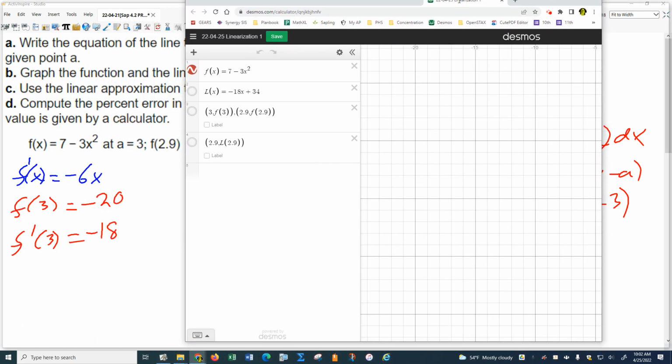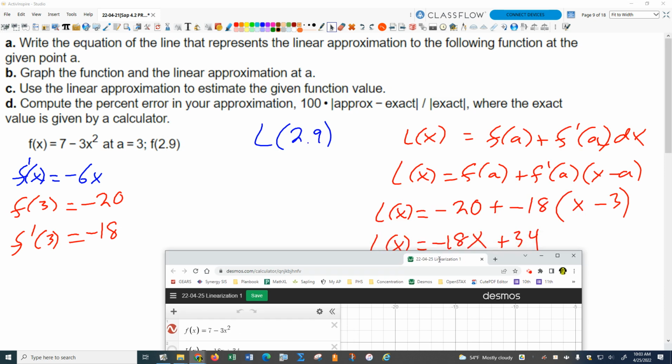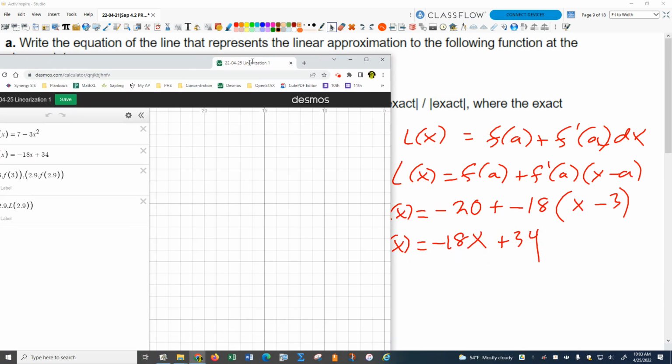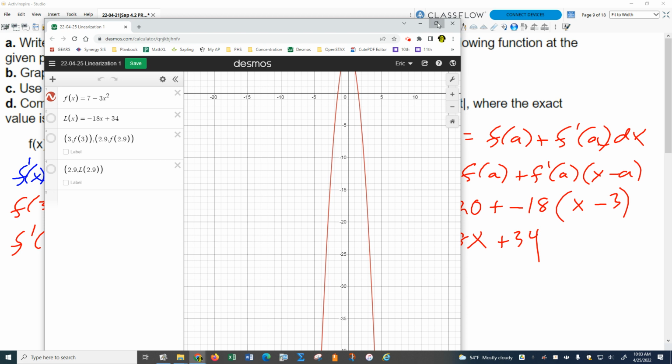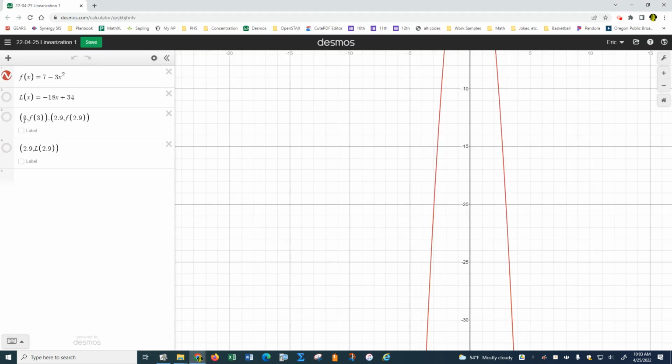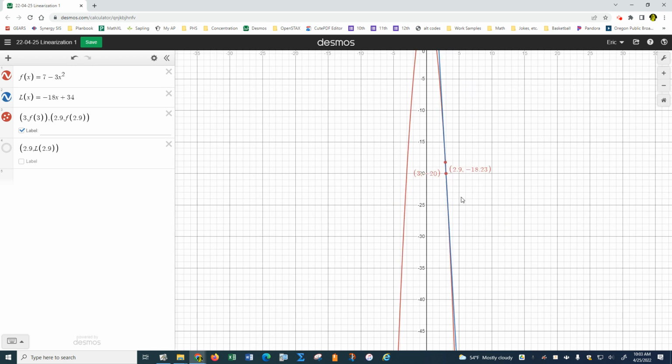I've got a picture of it here if we graph both of these at the same time. So there's our function, right? There's the linearization we came up with, L of x. And if we graph these things, there's the function at 3, and there's our actual function at 2.9. There's our linearization. It looks pretty good, right? When we're close to the point of tangency, you can see that blue line matches up pretty well. And there's the value. We're not off by very much, okay?